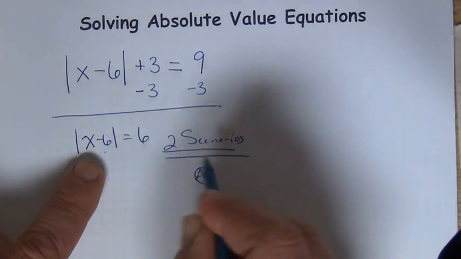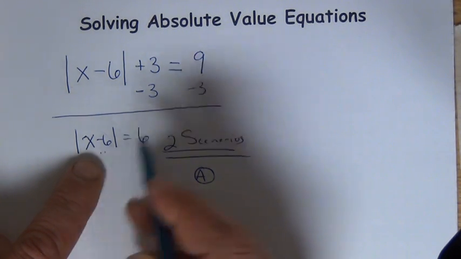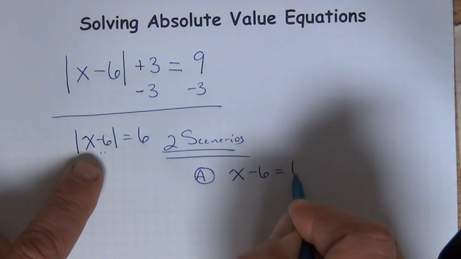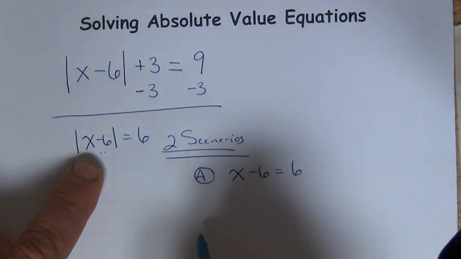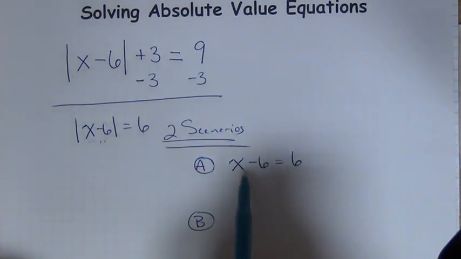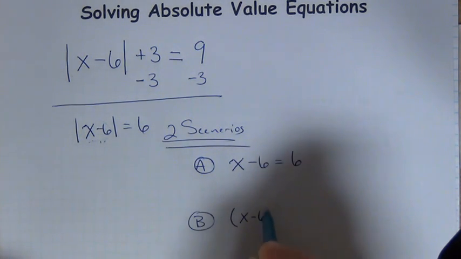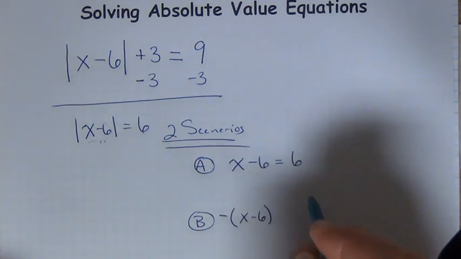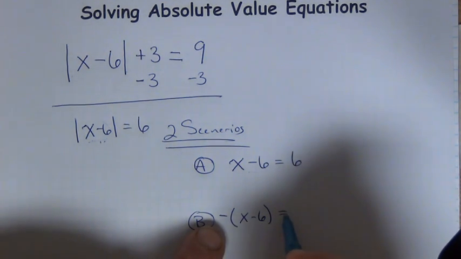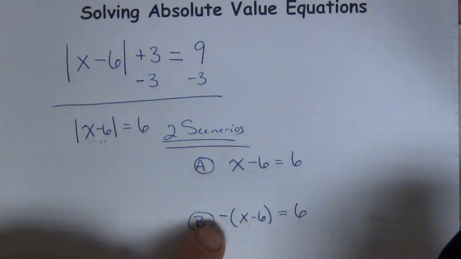The first scenario is, okay, let's assume that this is positive, and I could have the equation x subtract 6 is equal to 6. The second scenario I want to consider is, let's consider what the opposite of this might be. If I'm assuming this is positive, then I want to look at the opposite of what that is. And I would denote the opposite by taking the quantity, putting it in parentheses, and saying I want to look at the opposite of that. And I also know that that wants to be 6.